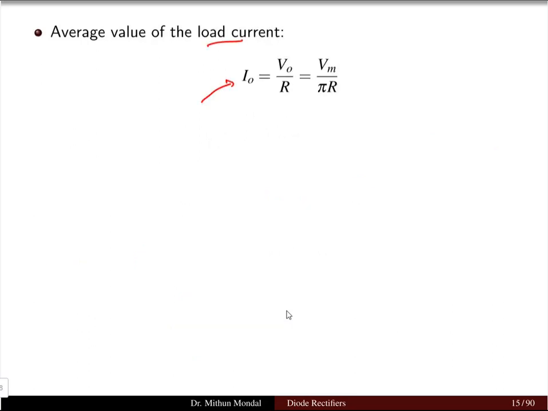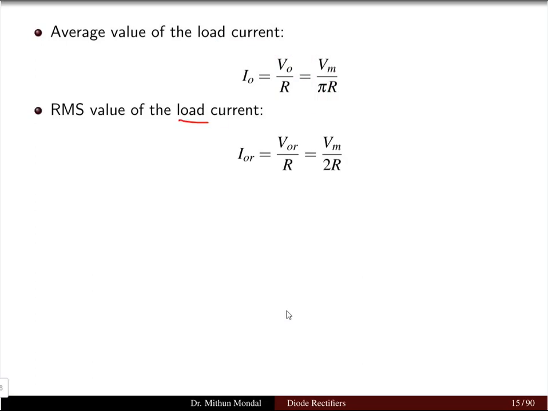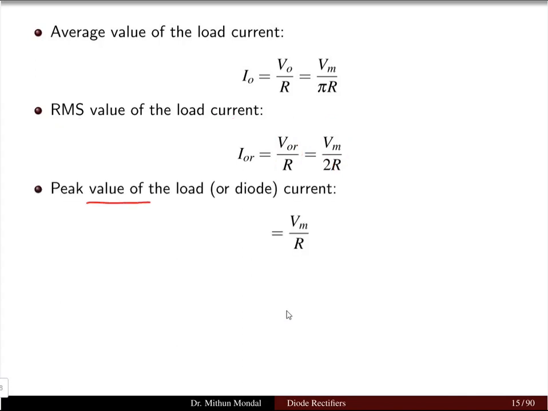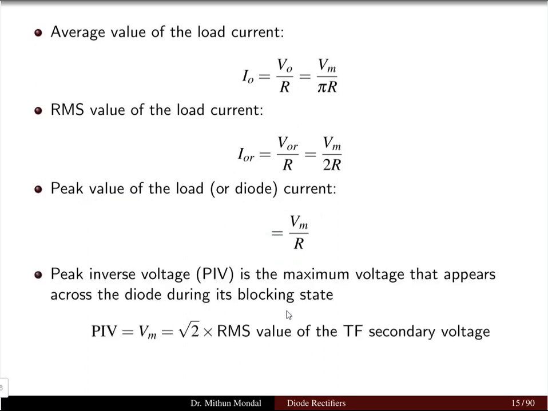When we talk about the load current I0, I0 is nothing but the average voltage V0 divided by R, and the average voltage is given by Vm by pi, so it is Vm by pi R. And if we calculate the load current in terms of the RMS value, it is the RMS voltage divided by the resistor, RMS voltage is Vm by 2, and then we divide by resistor R. What is the peak value of the diode current? The peak value of the diode current is nothing but Vm by R, which is similar to the peak value of the source voltage.